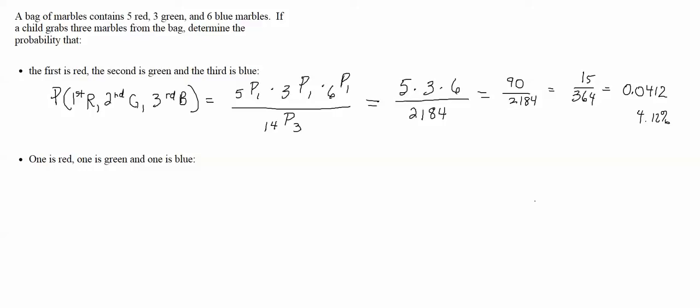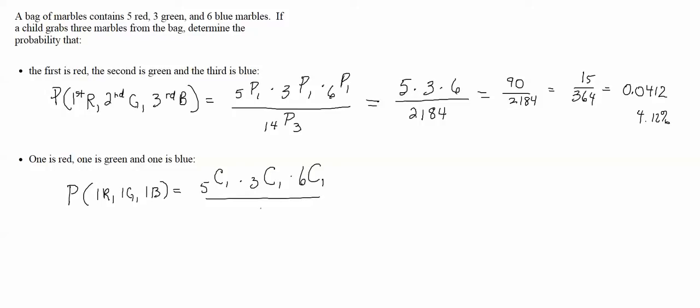Now, what's the probability of choosing 1 red, 1 green, and 1 blue in any order? Well, let's calculate that. So we're going to calculate the probability of 1 red, 1 green, and 1 blue marble. 5 items, we're going to choose 1. 3 items, we're going to choose 1. And 6 items, we're going to choose 1. And then we have 14 items, and we're going to choose 3. Now, we're looking for combinations when we choose them as opposed to permutations, so order is not important here.